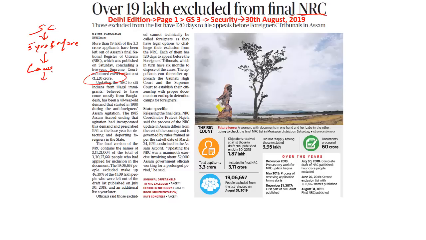Why are we discussing this? That is because the final NRC list is out. There were about 3.03 crore applicants in the state of Assam, and currently about 19 lakh people have been excluded under this NRC list.